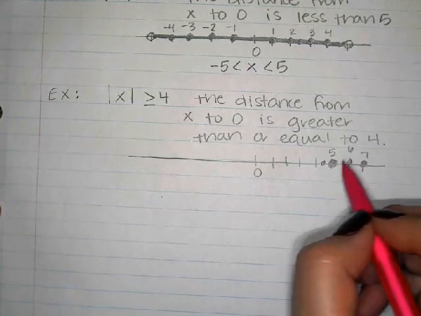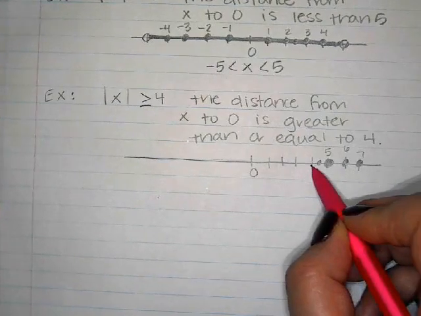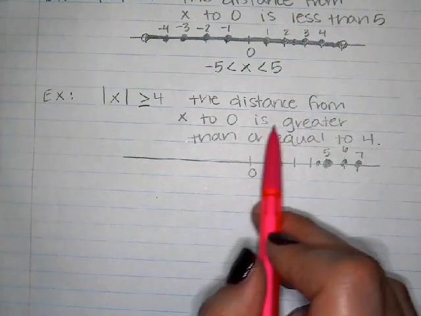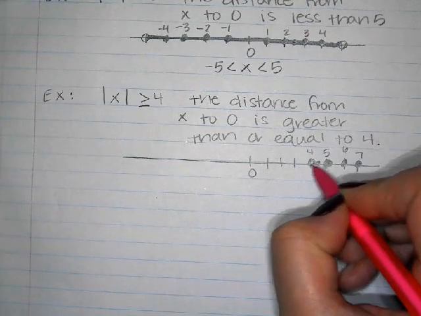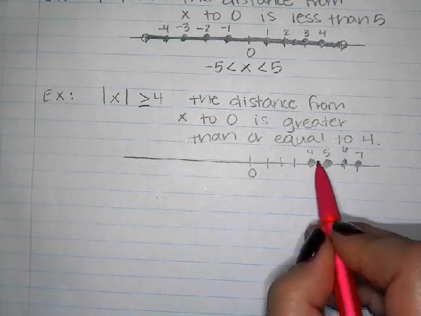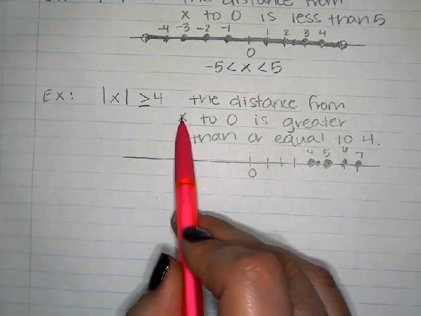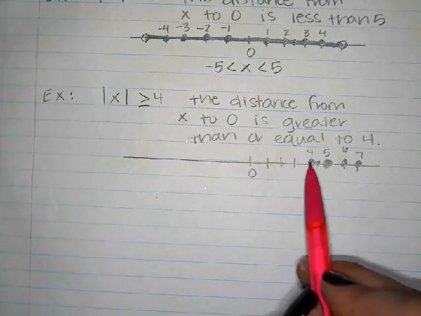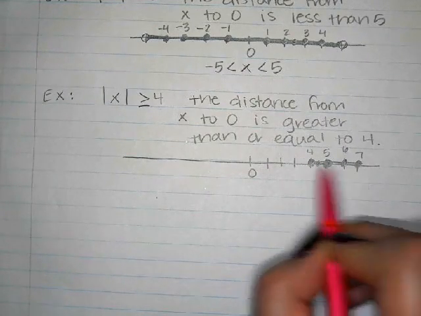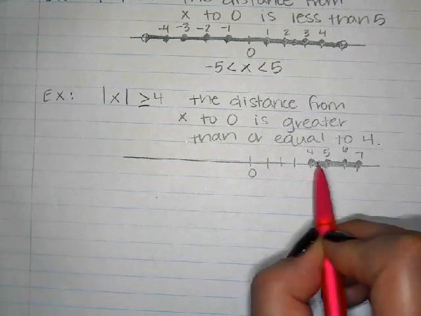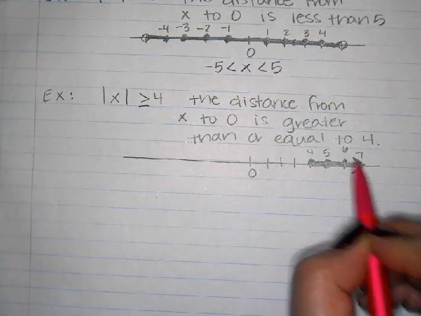Now can you equal 4 exactly based on the way it's phrased? It says anything greater than or equal to 4. Okay, so here's the 4 right here. I'm going to fill this in because we're allowed to have 4. And then anything past 4. So the distance between the number and 0 just has to be bigger than 4 or it can equal 4. So all of these numbers over here are fair game. I'm going to use an arrow because I'm going to say anything bigger than that.